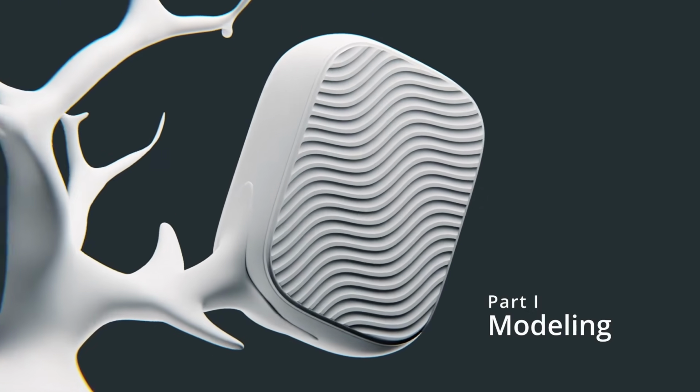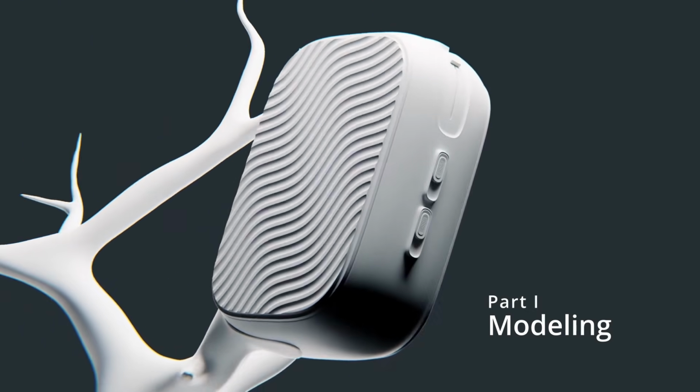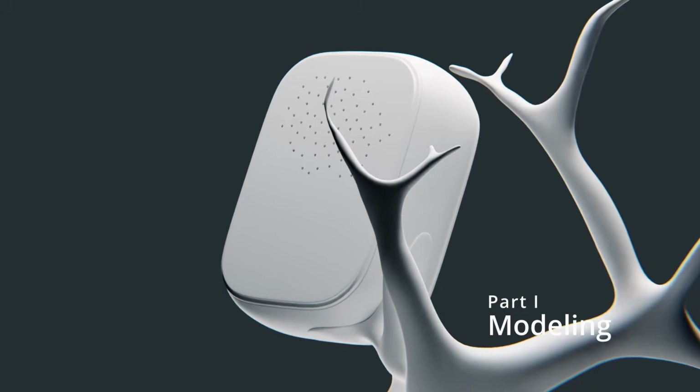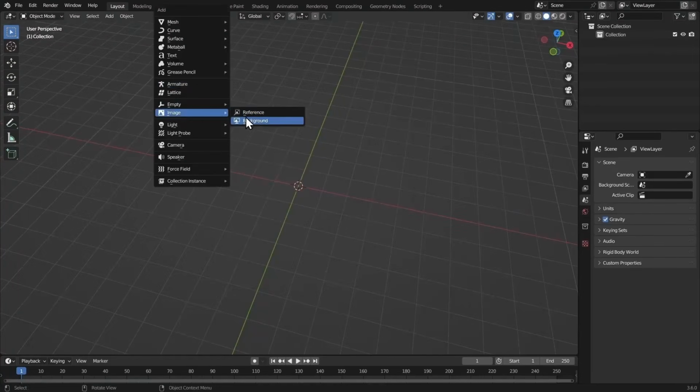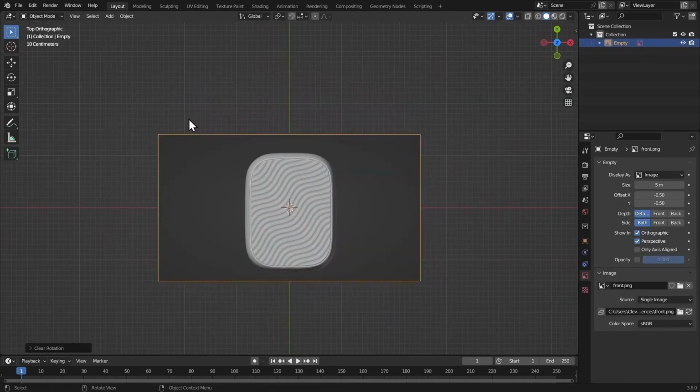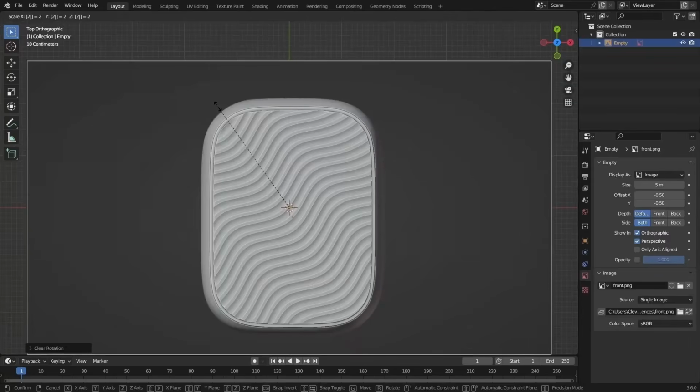Welcome to the first part of this series where we're going to be modeling this product from scratch. Let's get the reference images and get started. So Shift A, image, reference, and I'm going to provide these in the description. So we have 3 images, front, left, and top. So let's get the front, and I'm going to hit S and 2.5.